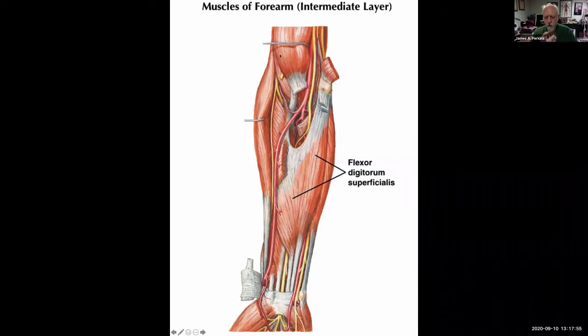Just quickly, the innervation of flexor digitorum superficialis. The entire muscle is innervated by median nerve. So I mentioned before that most of the muscles in the anterior compartment of the forearm are innervated by median nerve. We've only seen one exception to that so far, which is flexor carpi ulnaris, which is innervated by ulnar nerve.